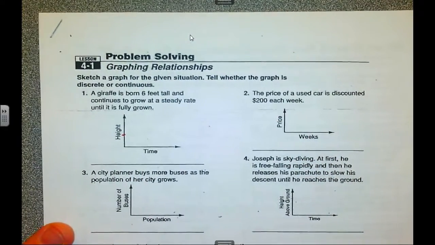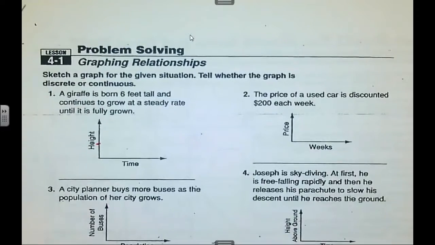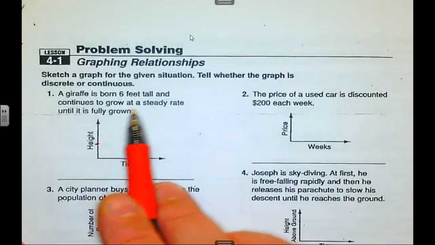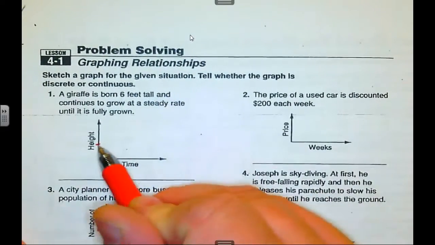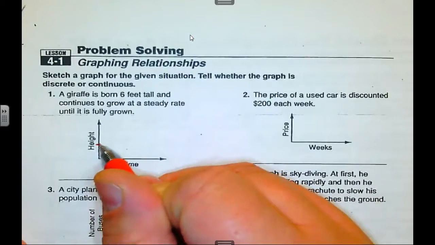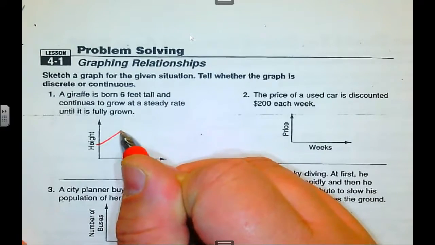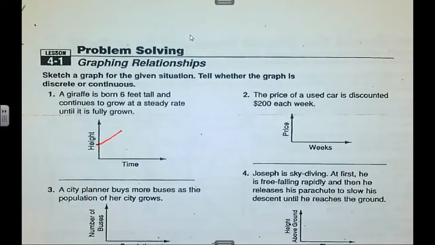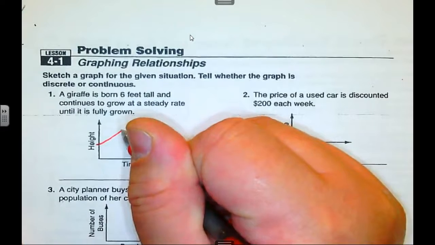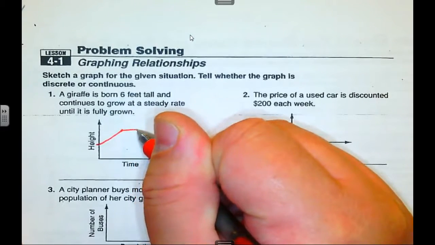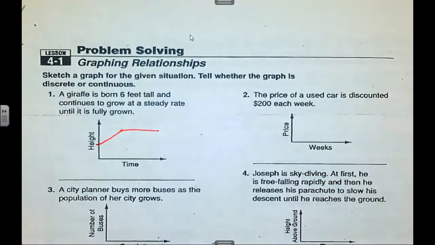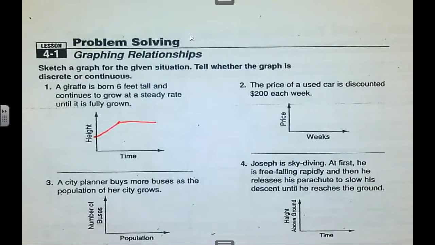And over time, he continues to grow at a steady rate. So over time, here's my time. So as time increases, his height increases. And then he's fully grown. So his height no longer increases, but time still increases. So there's my graph of number one.